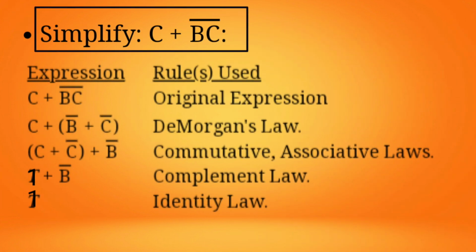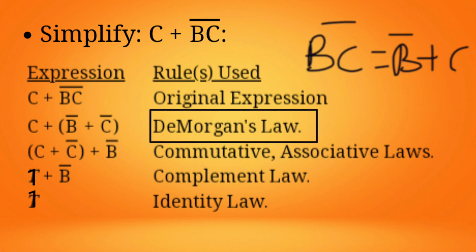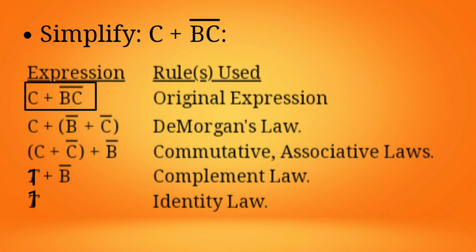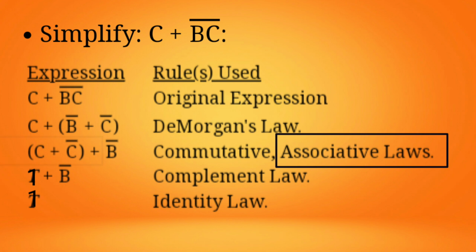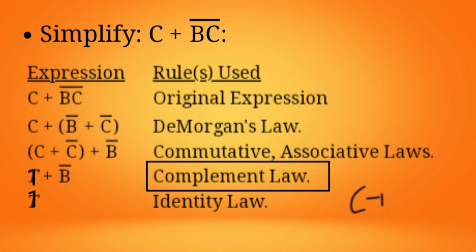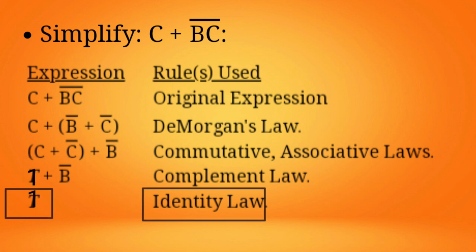Simplify C plus (BC) all bar. The given expression is C plus (BC) all bar. Using De Morgan's law, we can write (BC) all bar equals B bar plus C bar. That is, C plus (BC) all bar equals C plus (B bar plus C bar). Commutative law states that B bar plus C bar equals C bar plus B bar. Applying associative law, we can write (C plus C bar) plus B bar. By applying complement law, C plus C bar equals 1. That is 1 plus B bar, which is equal to 1 applying identity law.